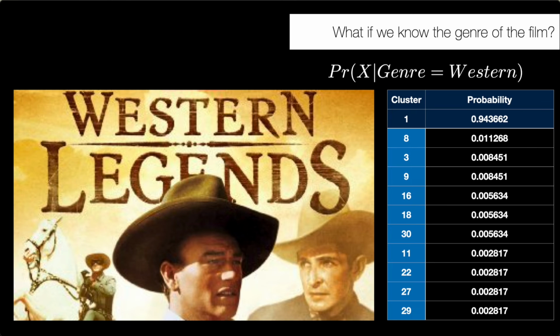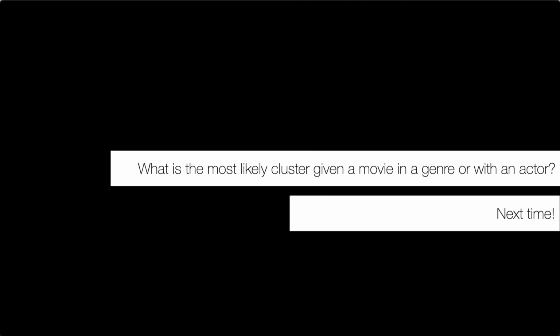And you could ask this question about actors as well. So you might ask, what's the probability of being in a particular cluster, given that Kevin Bacon is in this film, or given that John Wayne is in this film? And you could stack these as well. So you might ask, what's the probability of being in a particular cluster, given that this movie is both the genre Western and has the genre sport? And we'll talk about how we can build up those more sophisticated conditionals next time, when we talk about Bayes' probability, or the Bayes theorem in probability.